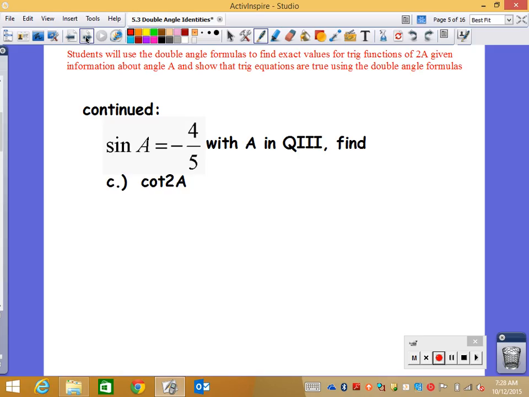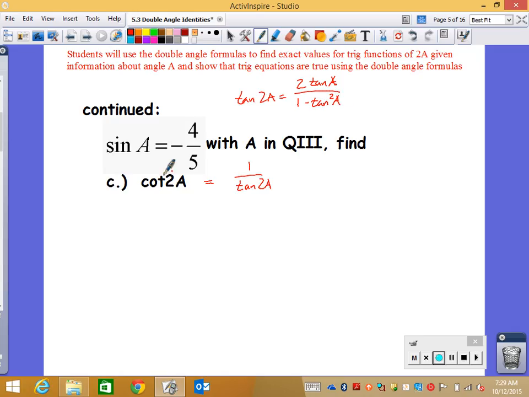Alright, notice I'm dealing with cotangent of 2a here. Now, I could have dealt you tangent of 2a, but I wanted to do cotangent of 2a to kind of hammer in a point here. Now notice this is the same as 1 divided by the tangent of 2a. And if we think back to our tangent double angle, the tangent of 2a is equal to 2 tangent of a divided by 1 minus tangent squared of a.